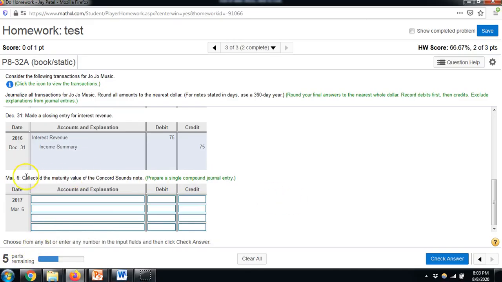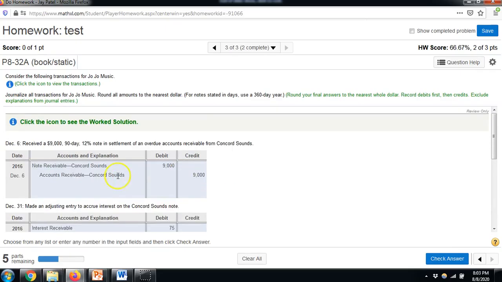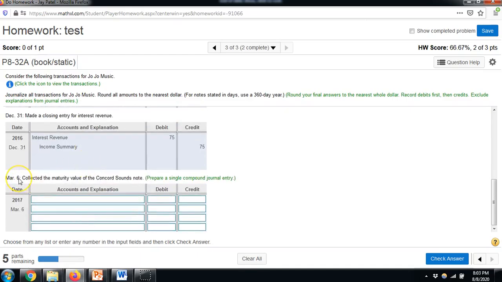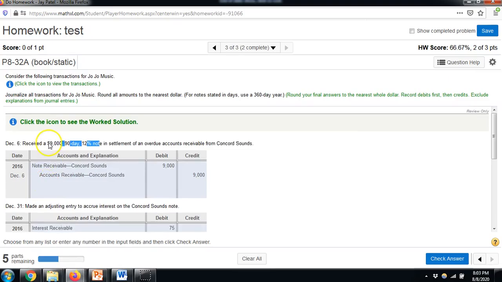So the first thing to do is to calculate the total amount of cash that we're supposed to receive. If you look back, the principal amount on the note is $9,000, and we're going to have 90 days of interest at a 12% annual rate. First of all, just as an exercise, let's see if this note was actually paid 90 days later.